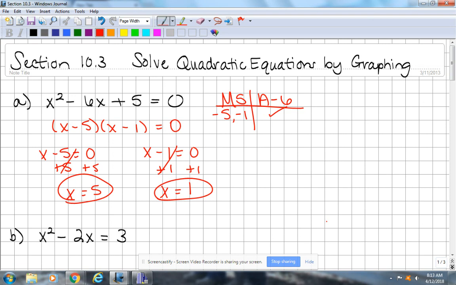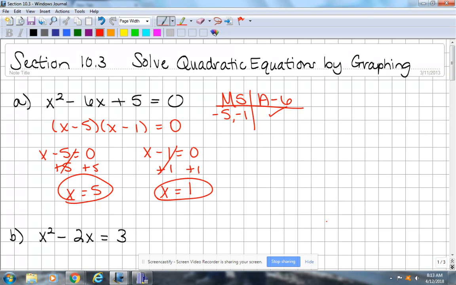We can solve this equation by graphing. And the way we do that is we graph that polynomial, that quadratic, and we're going to see where that parabola crosses the x-axis. That's why the solutions to a quadratic are sometimes called x-intercepts. This means the same thing. So the solutions to a quadratic is the same thing as finding the x-intercepts of the parabola.